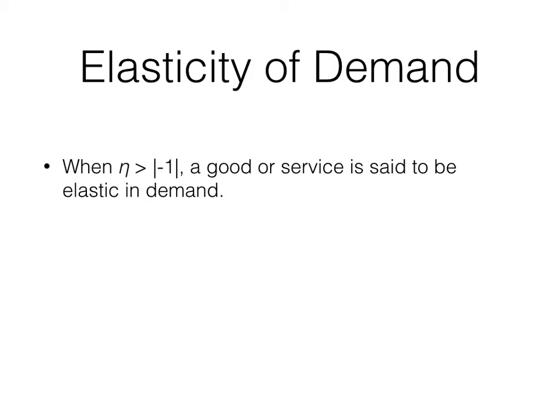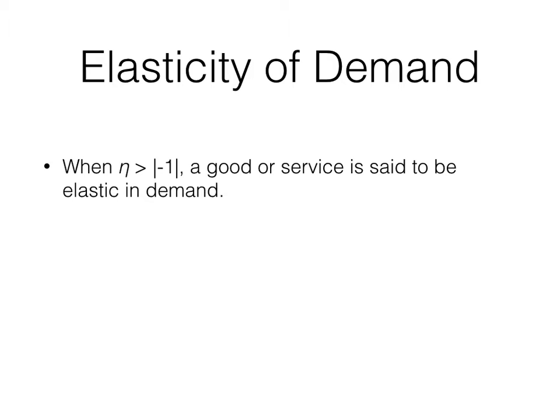Along a demand curve, price and quantity move in opposite directions. As the price rises, consumers buy fewer items. When the price falls, they buy more items. Then elasticity will always be a negative number because it will always be an inverse relationship between price and quantity. So we're going to use the absolute value of elasticity, and when the absolute value is greater than 1, then we say a good is elastic in demand. In other words, the percentage change in quantity demanded exceeds the percentage change in price.